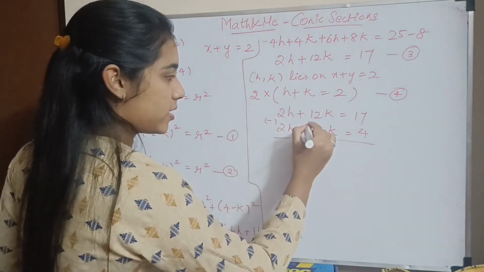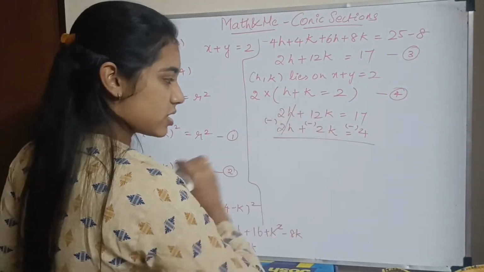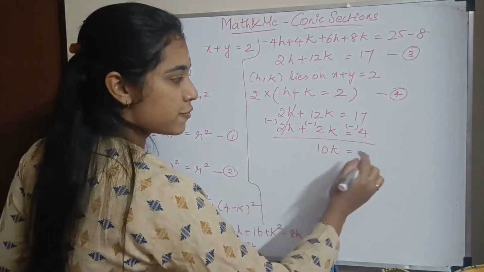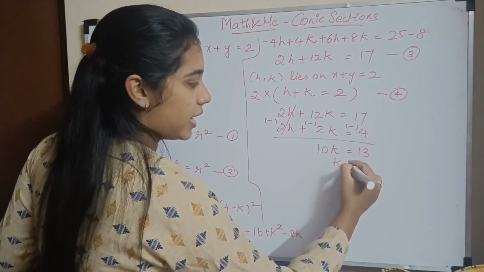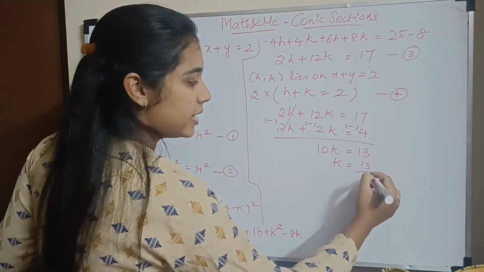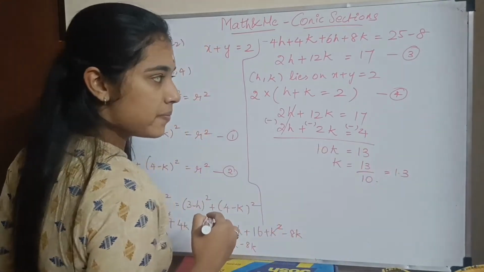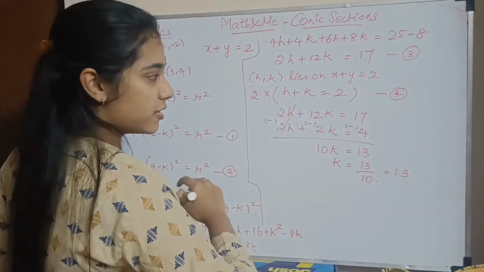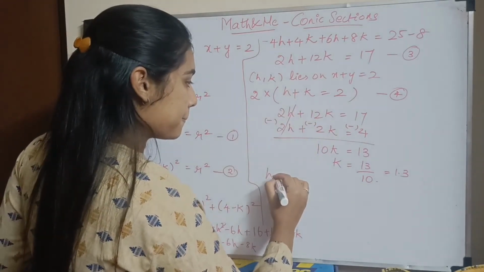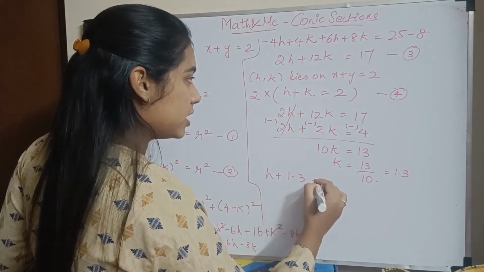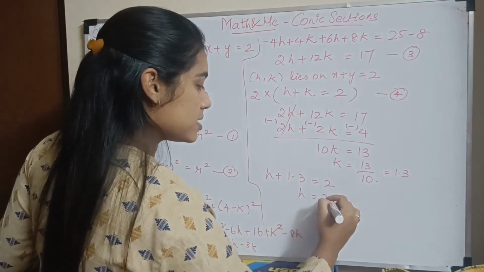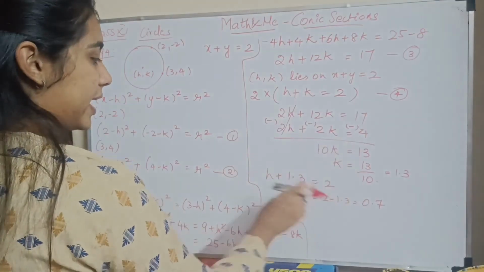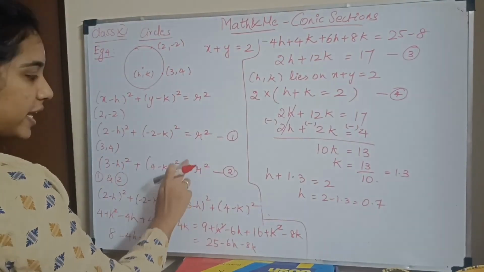So now when I subtract, this goes off. 12 minus 2 is 10k equals 17 minus 4 is 13. So k equals 13 by 10, which is 1.3. So when I substitute the k value into one of the equations, I can find my h. So I'll substitute it here. I have h plus 1.3 equals 2. So h equals 2 minus 1.3, which is 0.7. I know what my k and h are. I can find r using either of these two equations.